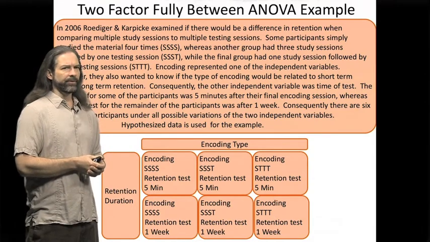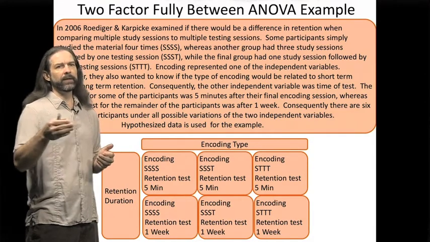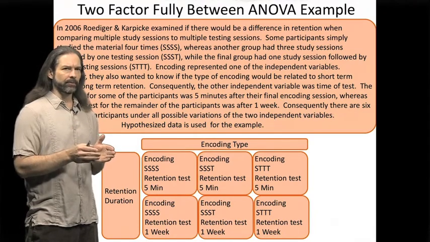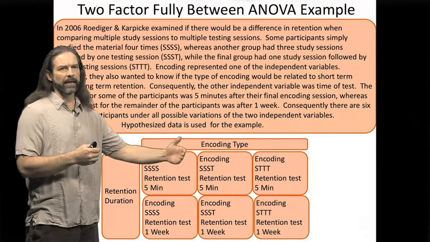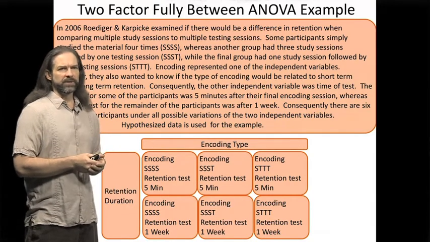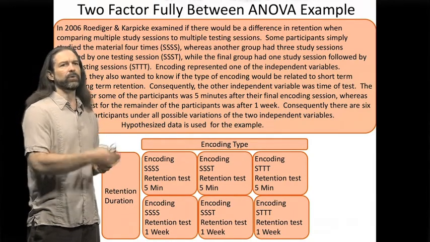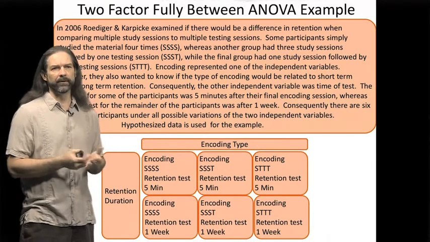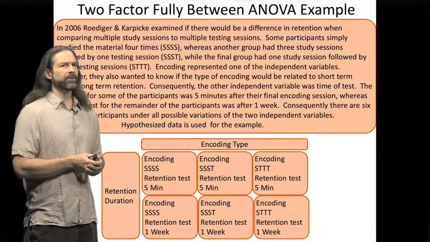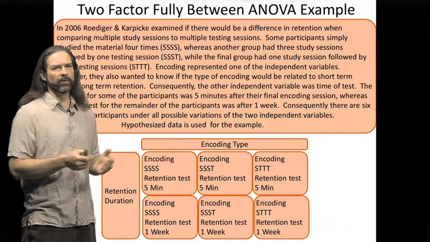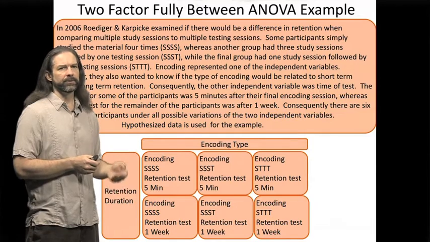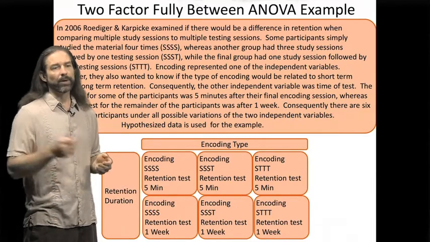However, the problem with fully within is even though I get rid of the between individuals variance, that noise, and I'm restricting myself to the same group of individuals, so their performance should be roughly the same, and so I reduce that amount of variance, I do get into other problems such as perhaps practice effects. As they do this multiple times, they just simply get better at the overall process of studying and recalling information. So once I introduce a practice effect confound, I am no longer confident that the results that I see are necessarily because of retention duration or encoding type, but it could also be the practice effects.